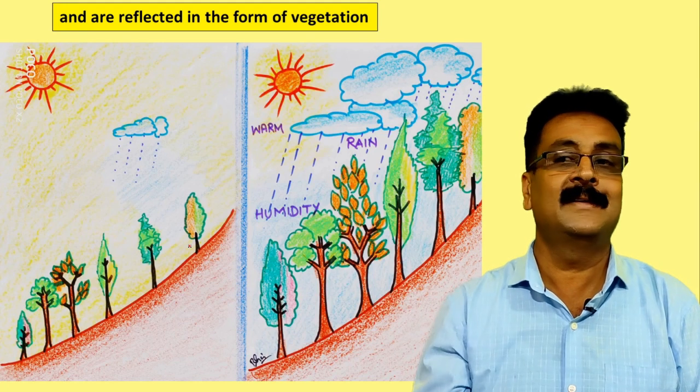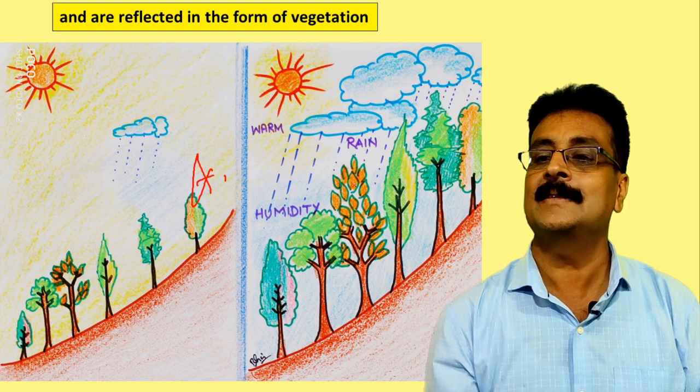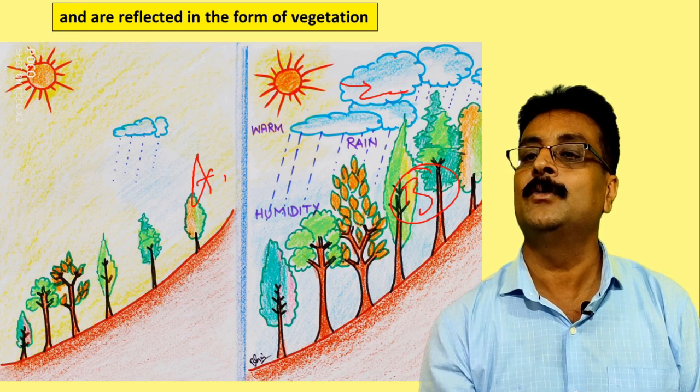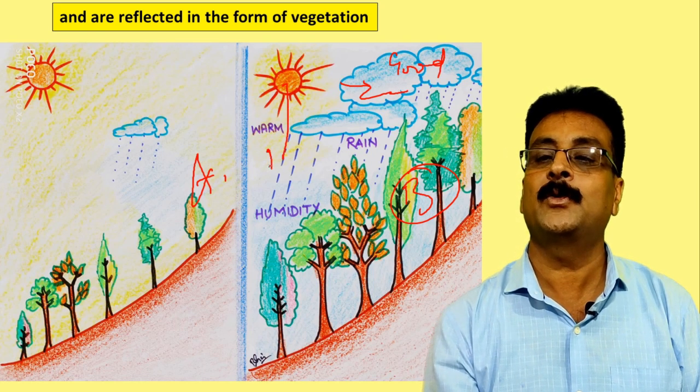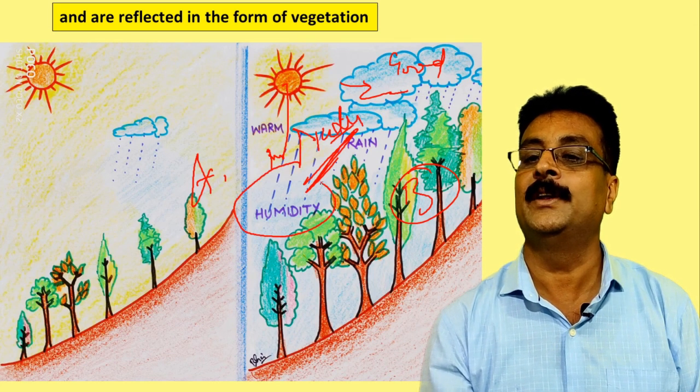Maybe good, maybe bad. So let's take two sites. Now site A and site B. In site B, we have a good rainfall, you can see a very good rainfall. And we have a good temperature, temperature is also moderate to high. So these two interact and they have given what? They have given humidity.